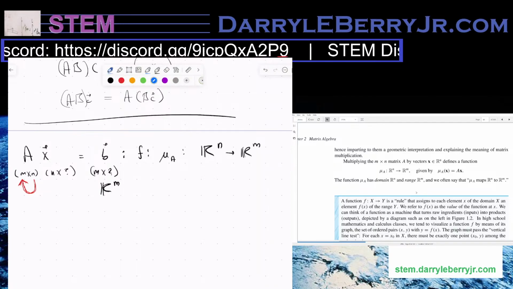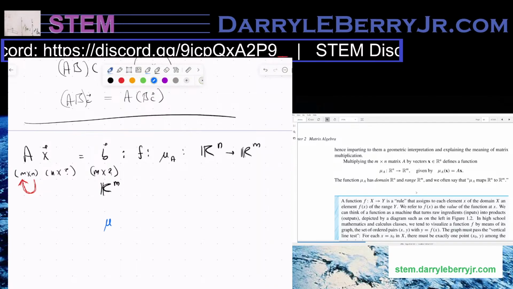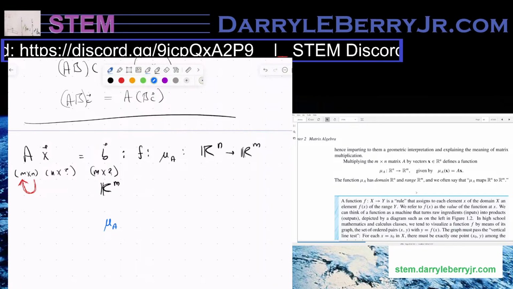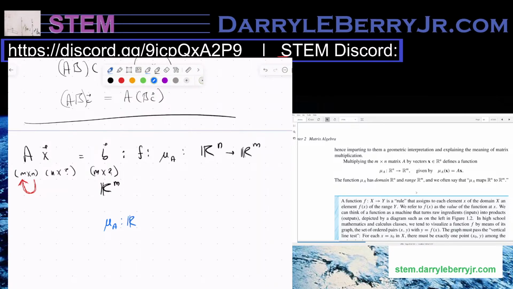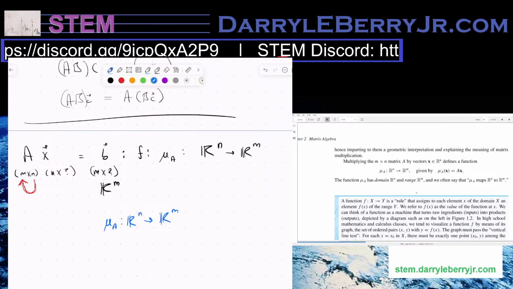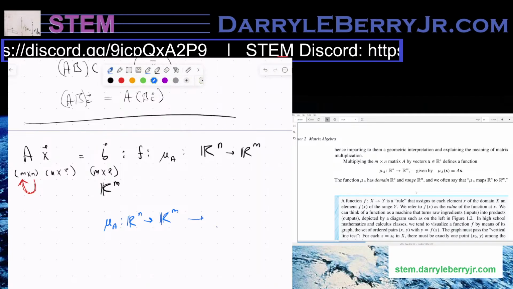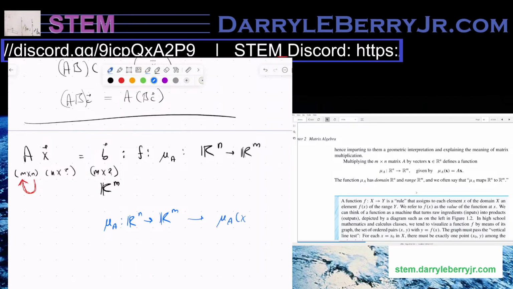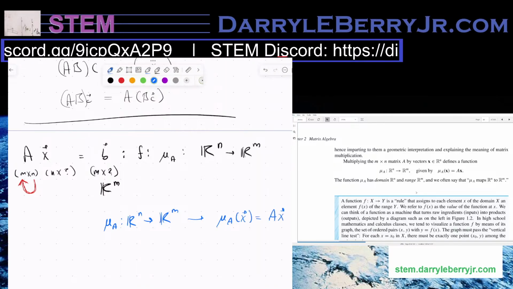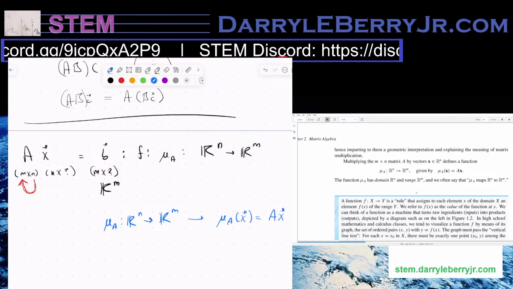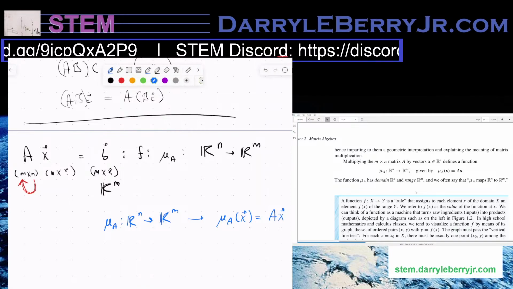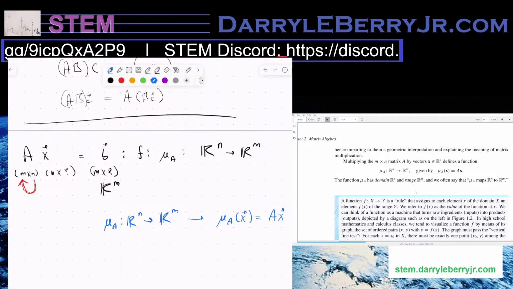And this is given by mu A as a function of Rn to Rm, mu A of x equals Ax as a function. The function mu A has domain Rn and range Rm. And we often say that mu A maps Rn to Rm.